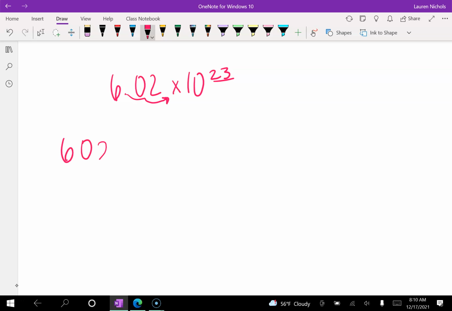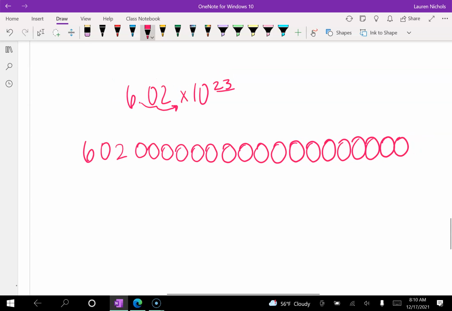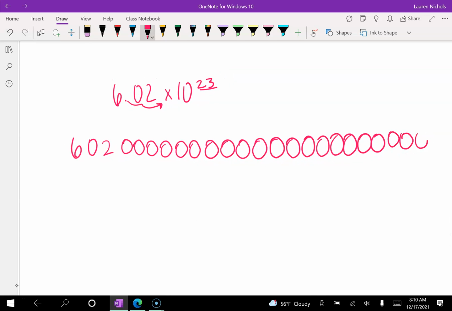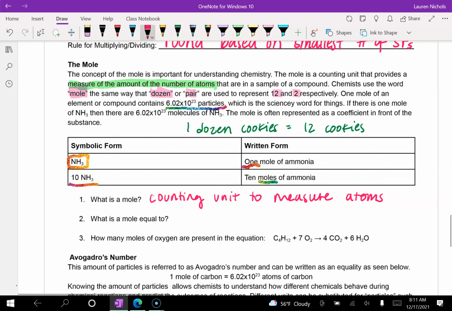So that's 602. 1, 2, 3, 4, 5, 6, 7, 8, 9, 10, 11, 12, 13, 14, 15, 16, 17, 18, 19, 20, 21. Okay, that's 602 with 21 zeros after it. So this is an extremely large number, and I don't know about you, but I don't like doing math with that number, which is why I'd rather say, okay, all of this is 1 mole, because I'd rather do math with the number 1 than I would with that, okay? That's why we do it.